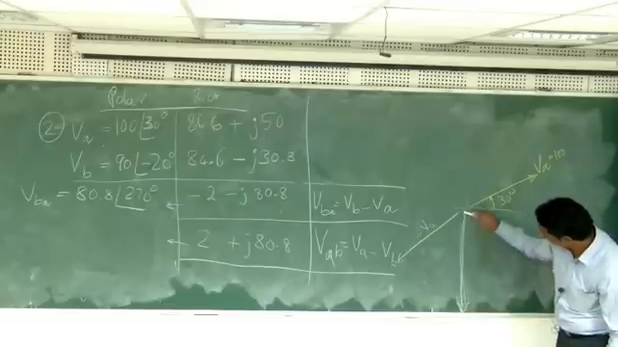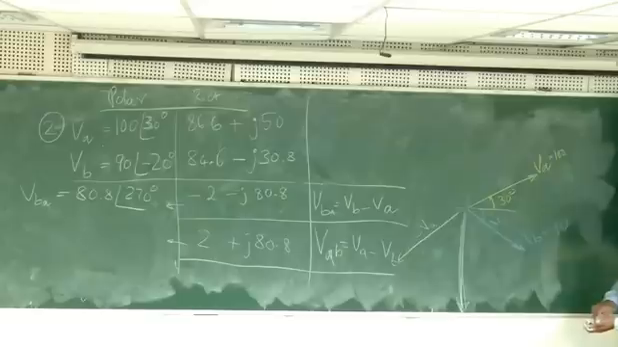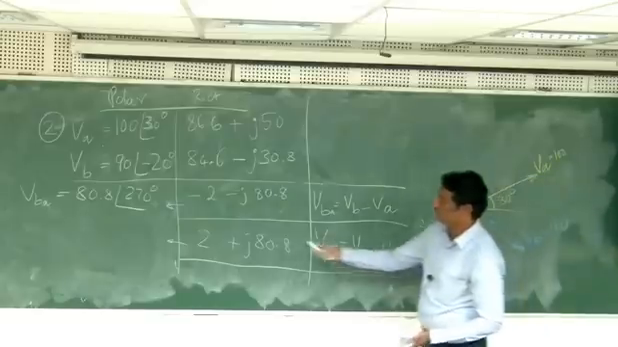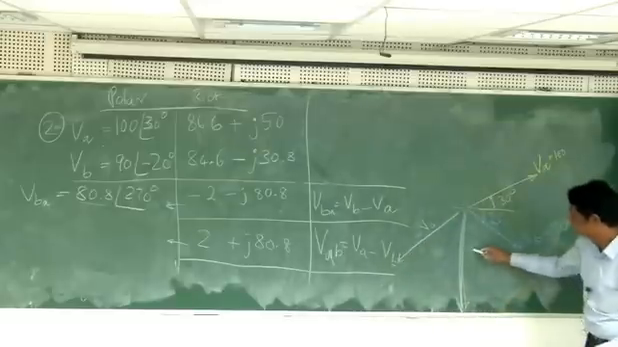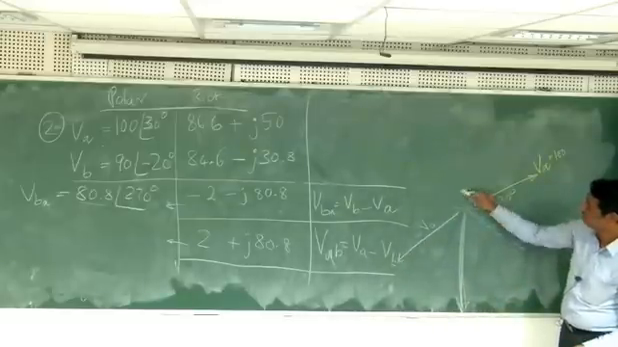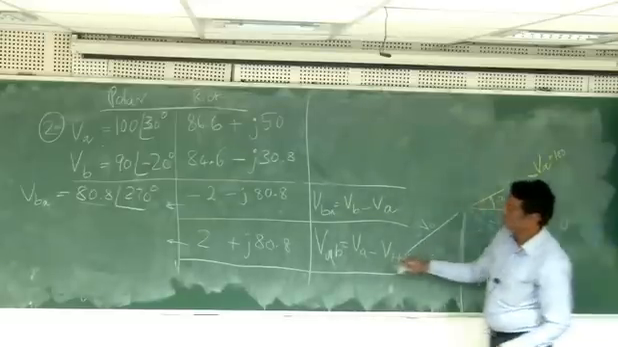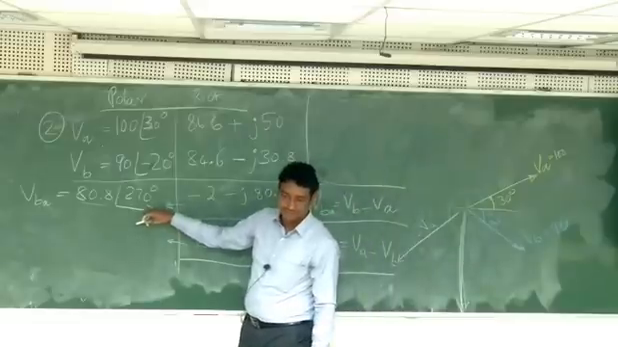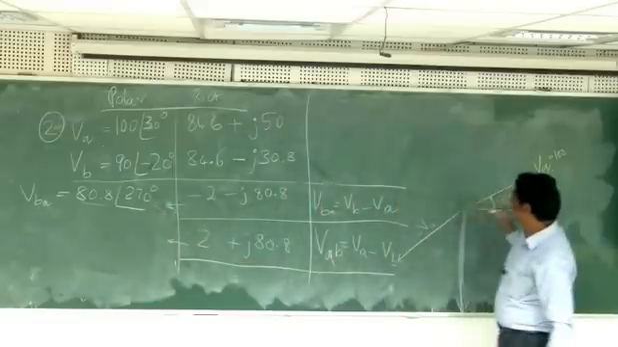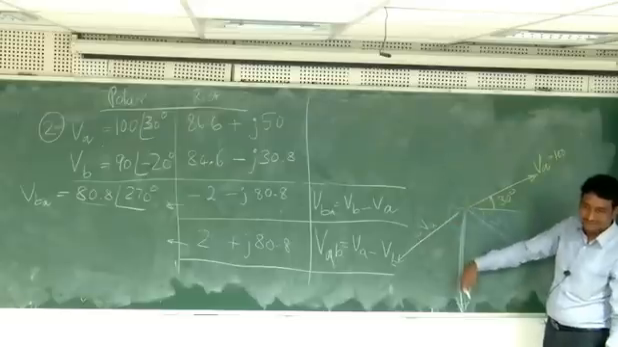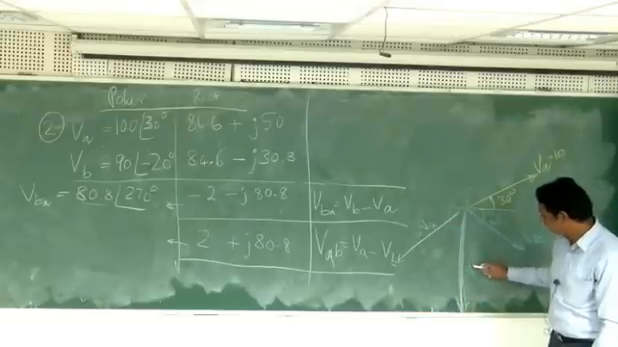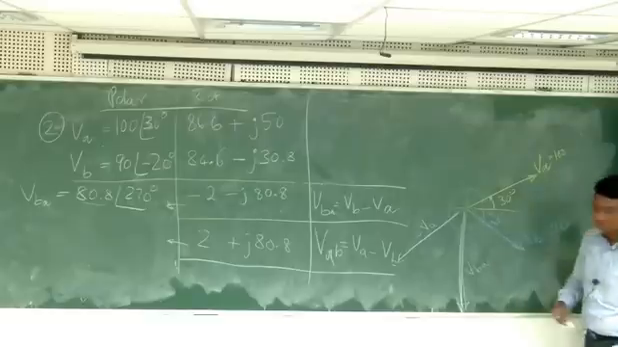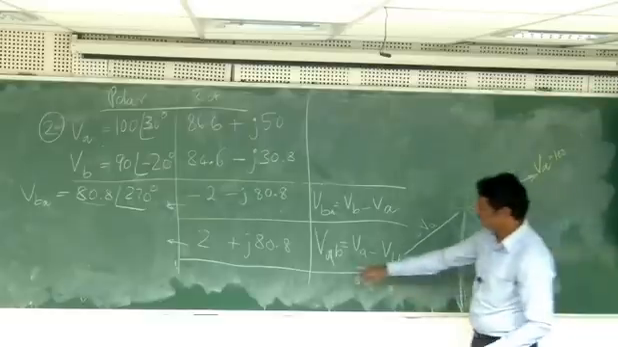What will be the length of this? Somebody said 80.8, so I'll assume that. That's why I was telling the angle will be near to 270 degrees. 0 degrees, 90 degrees, 180 degrees, 270 degrees. This is VBA.